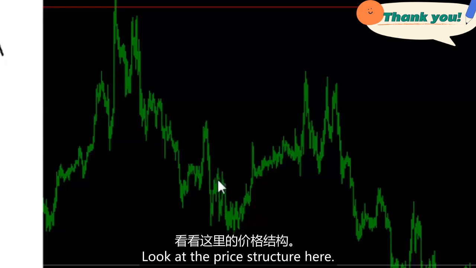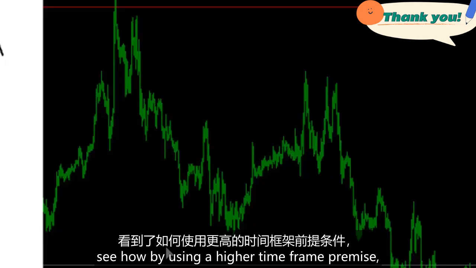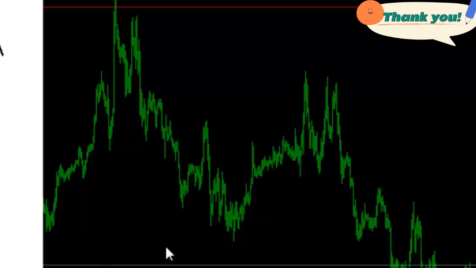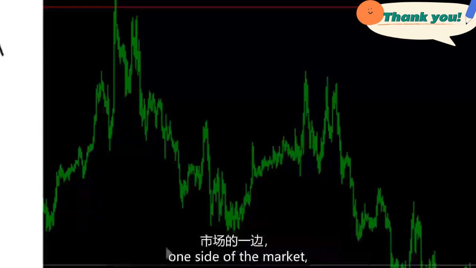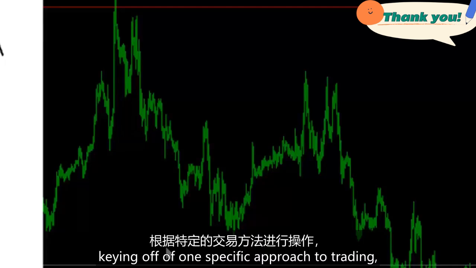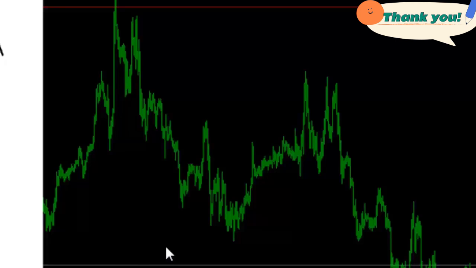Look at the price structure here. It trades down, comes back up, optimal trade entry again, sells off. You see how by using a higher time frame premise, you can use fractal analysis to keep you on one side of the market, keying off of one specific approach to trading, in this case being a seller, and it will keep you more or less with the right bias. Okay.